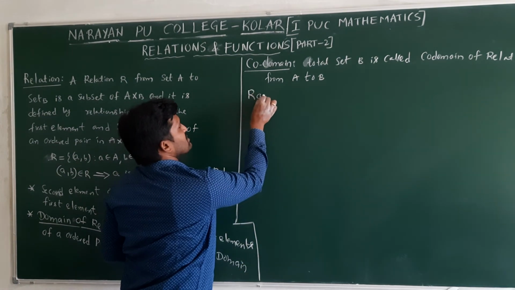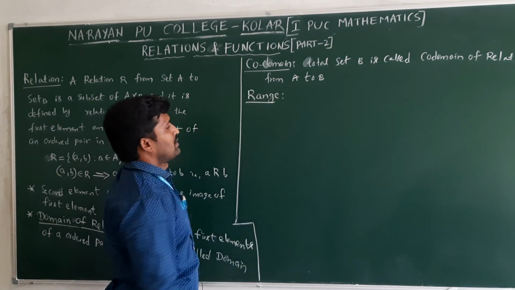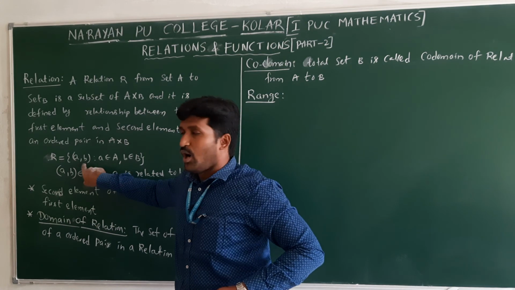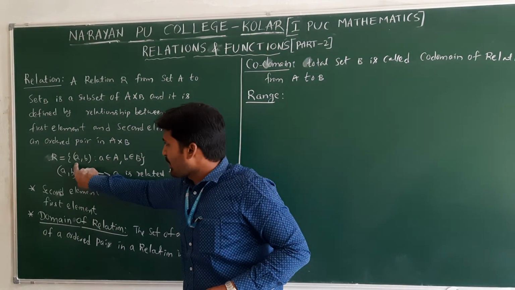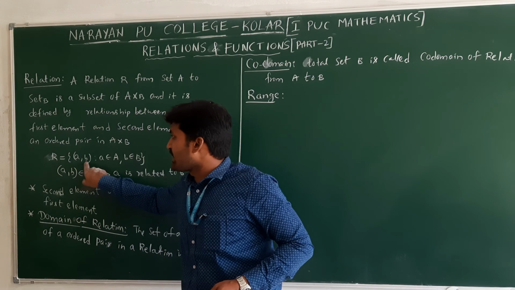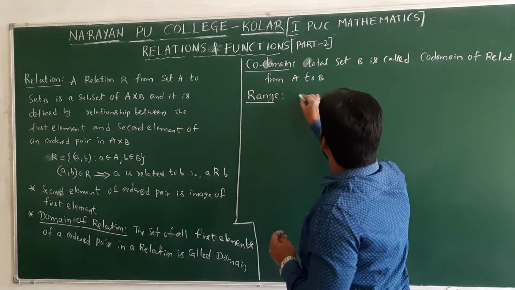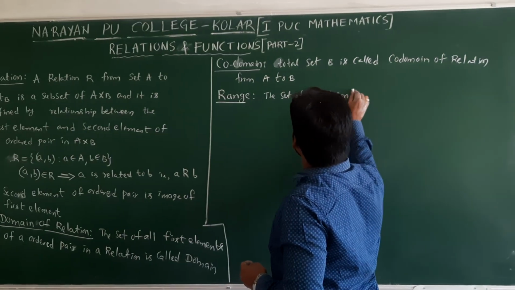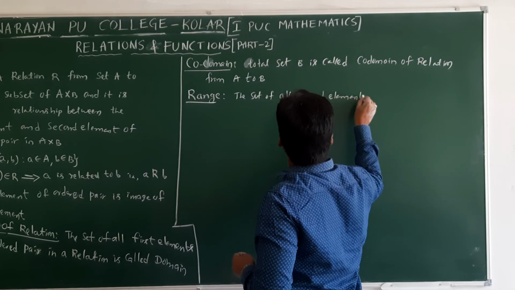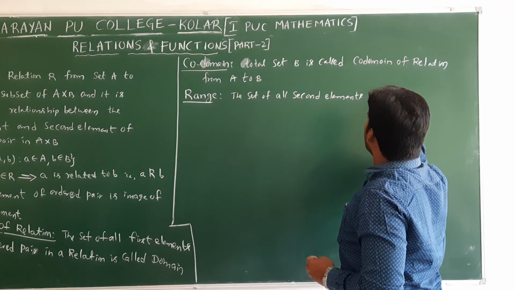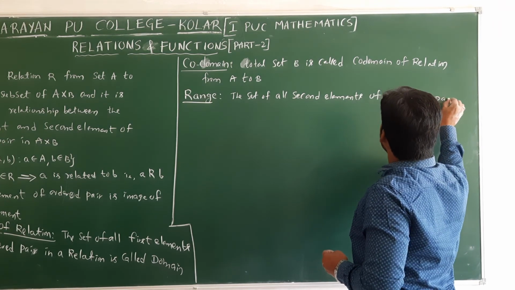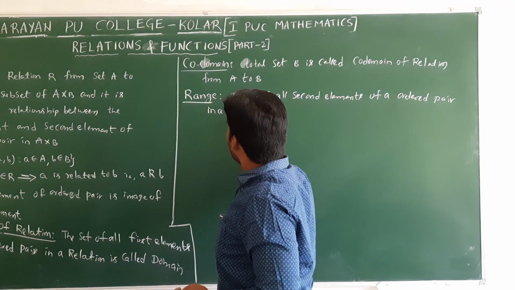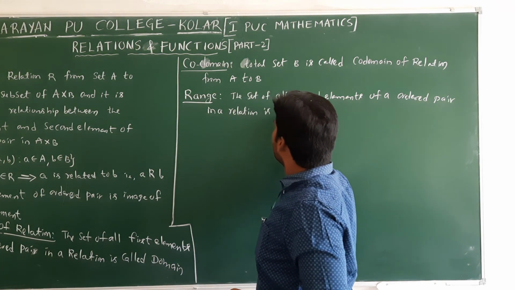Next, what is meant by range? Range of a relation means the set of second elements of the ordered pairs in the relation. In an ordered pair, the first elements we call the domain, and the set of second elements in the ordered pairs is called the range. The set of all second elements of an ordered pair in a relation is called the range.